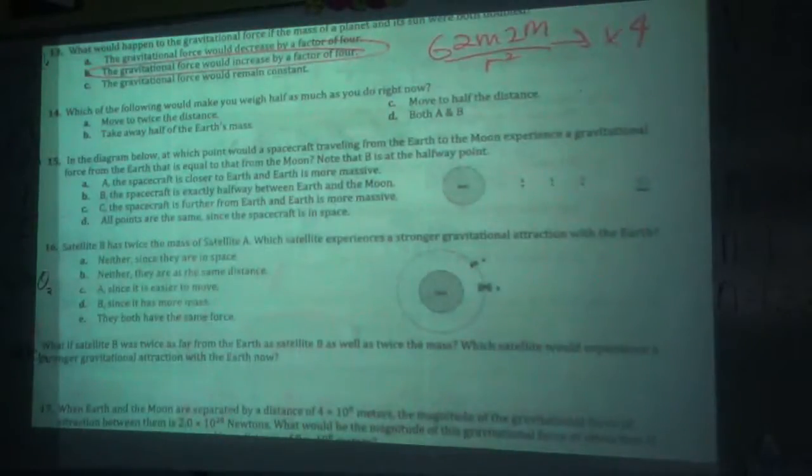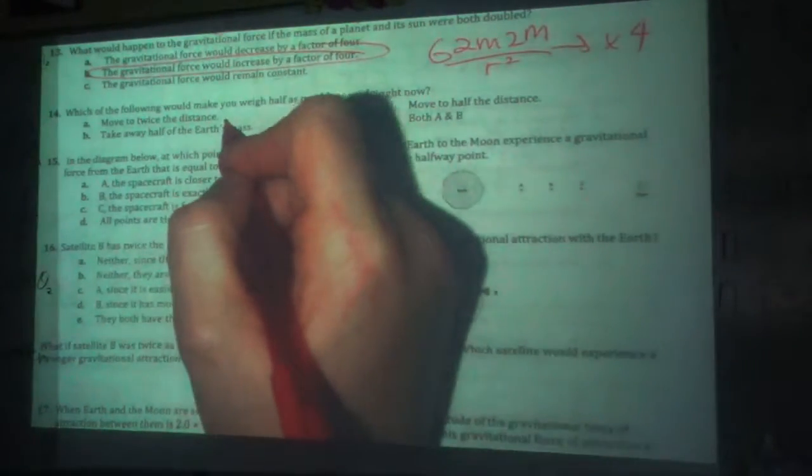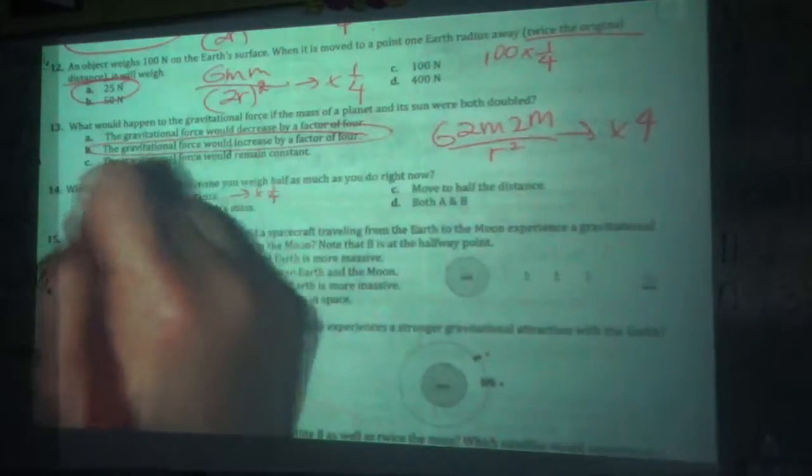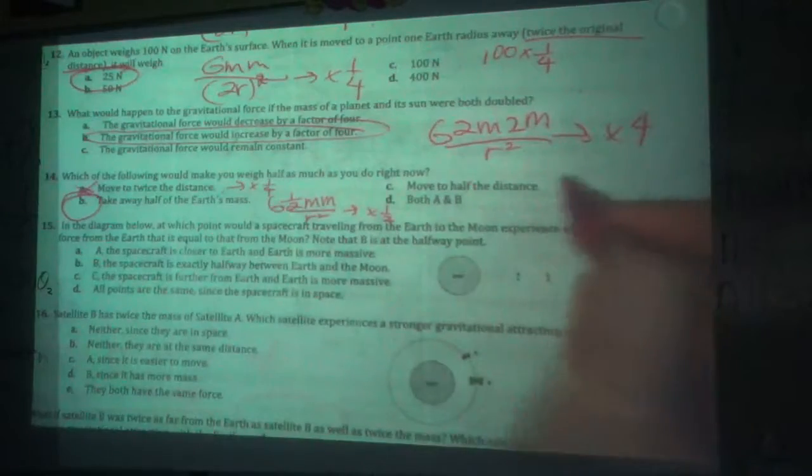Which of the following would make you weigh half as much as you do now? If I move to twice the distance, well, looking at both questions above, twice the distance actually gives me 1/4 the force. Remember, weight is just force, so that doesn't make sense. If I take away half the Earth's mass, that would be halving one of the masses, keeping everything else the same. That would be 1/2, so that's true. Halving the distance would make it a bigger force, not smaller, so that doesn't make sense.